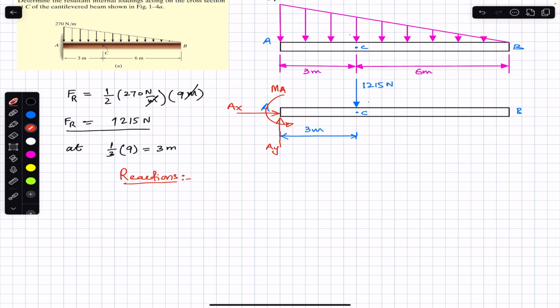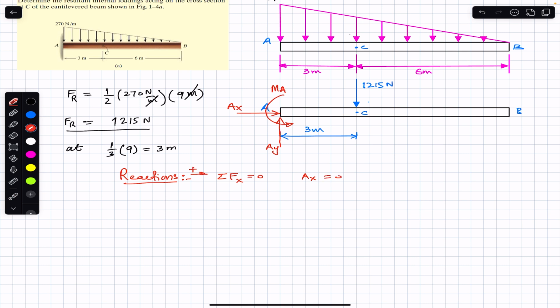So to find AX, we have to apply the sum of forces along X, that must be equal to 0. So only AX is acting in the horizontal direction. That is, if this is our positive X and this is our positive Y, then only AX is acting in the positive X. So this is our positive X direction. So AX is equal to 0.